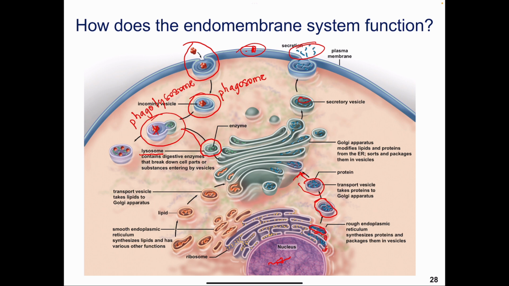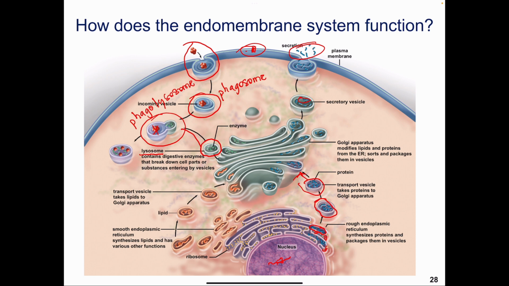you are safe, right? So 3 fates to the protein that are synthesized through the endomembrane system. 1 is to send the protein outside of the cell. 2 is to cause the protein to be part of the plasma membrane. 3 is to cause the protein that is actually an enzyme to be part of the lysosome. Please remember that. So that was for the rough endoplasmic reticulum.